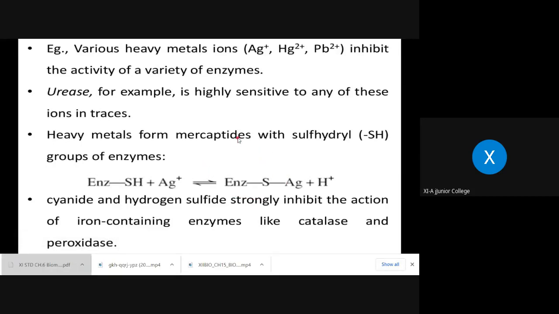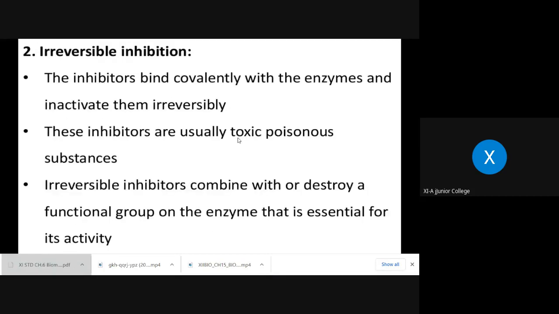Now there are a few more examples, like cyanide and hydrogen sulfide. They are considered to be strong inhibitors, and they act on iron containing enzymes like catalases and peroxidases. So cyanide and hydrogen sulfide are examples of inhibitors.